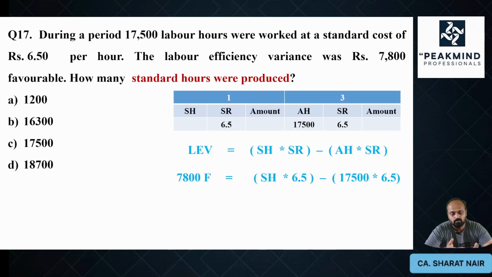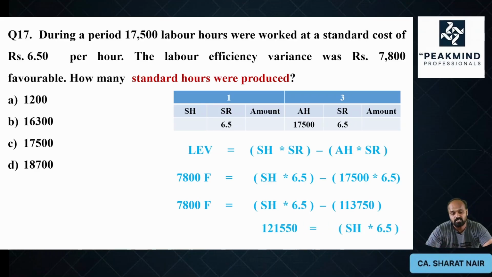I also have in the question that your standard rate is 6.5. Now also AH into SR, I can easily substitute the figures given in the question, 70,500 into 6.5. Further simplifying it, I will get 7,800 favorable variance is equal to 6.5 standard hours minus 1,13,750.